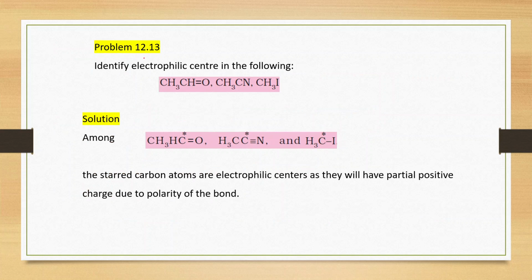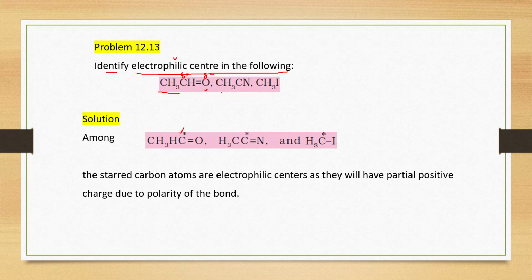Now, problem 12.13. Identify the electrophilic center in the following. This is CH3CH=O. Now in this case, this oxygen is more electronegative, so these electron pairs are closer to oxygen. So this oxygen will acquire the partial negative charge and this carbon will acquire the partial positive charge. Now electrophilic center means electron loving; the one which has positive charge will love electrons. So indicate this with a star, this is the electrophilic center.